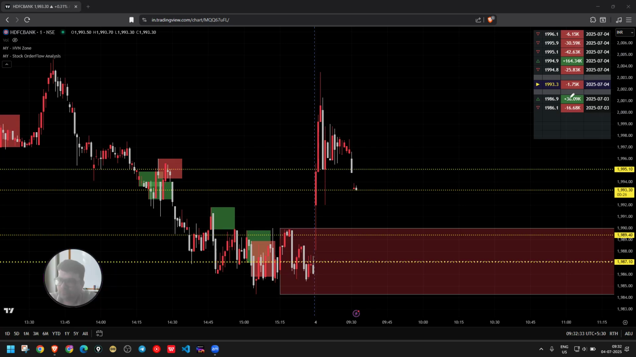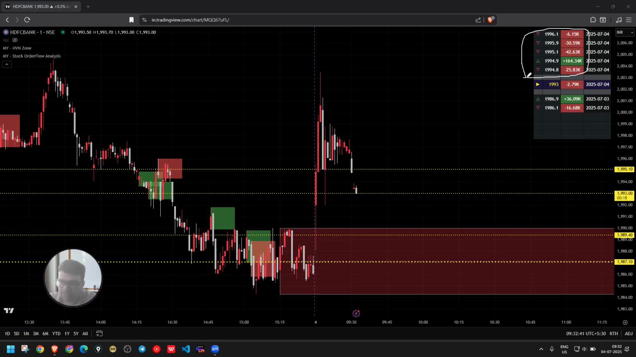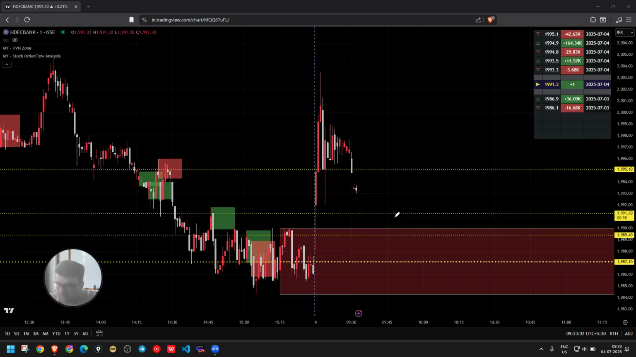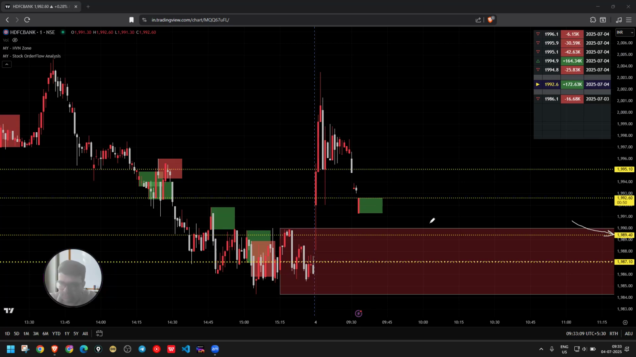Now the area of interest is 1986, and there are a lot of sellers above the current price. So they will be trying to cover their positions. Those who have sold higher will now be buying their positions lower. Another gap down, and I'm looking for 1989.